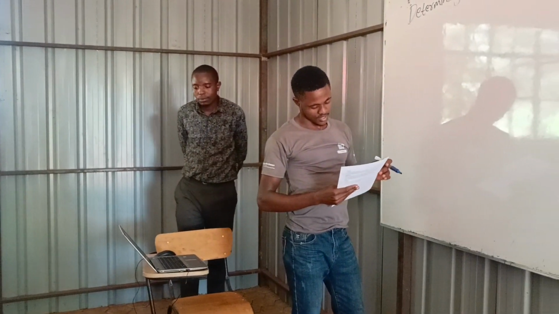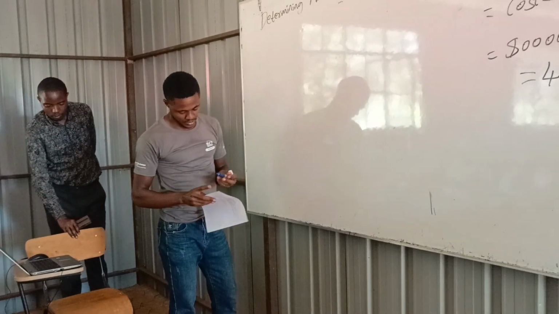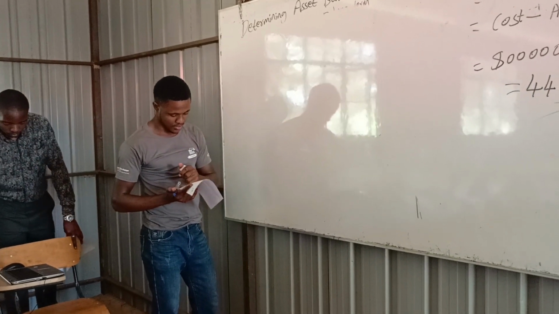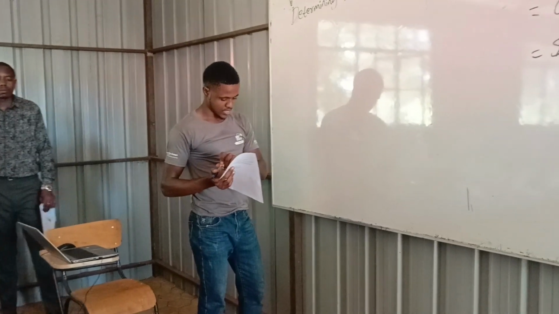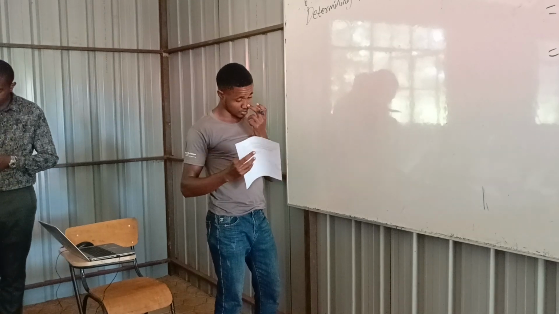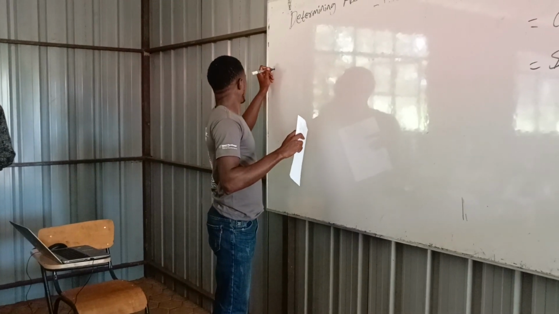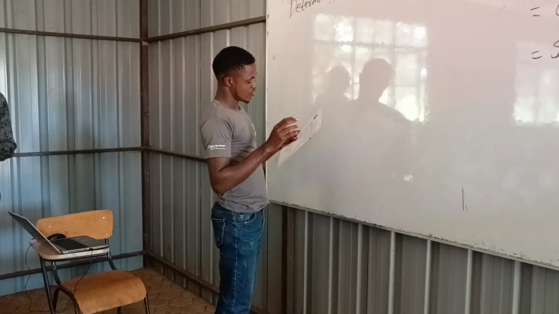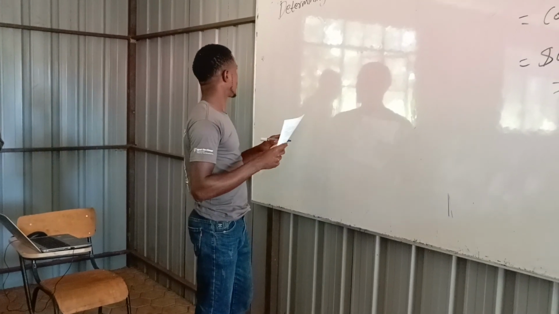A computer was purchased for 50,000 and has a residual value of 10,000 and an estimated useful life of 4 years. The business uses the straight line method. Calculate the depreciable amount.